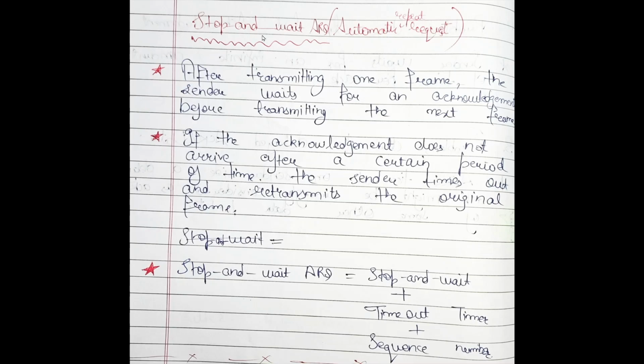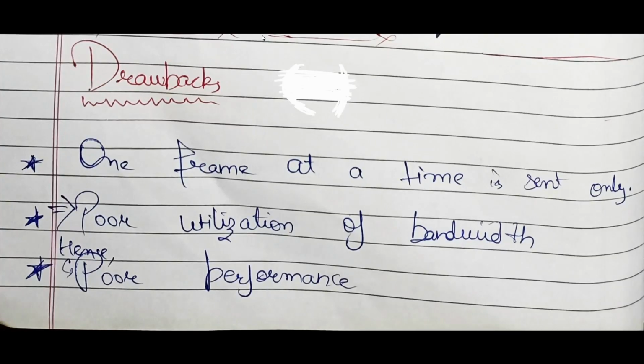The third point says that stop and wait ARQ equals stop and wait plus timeout timer plus sequence number. So it's basically the stop and wait protocol, though it also has a timeout timer and sequence number. The drawbacks are, first, that only one frame is sent at a time, as stated in the second point. Second, poor utilization of bandwidth. Though you are able to send a lot of frames, you are still sending only one frame. So it is of course a poor utilization of the bandwidth, and hence poor performance.